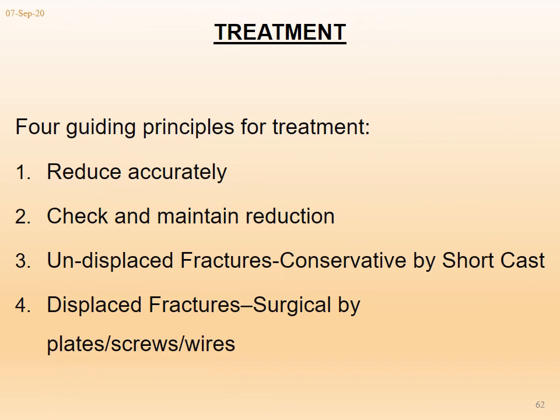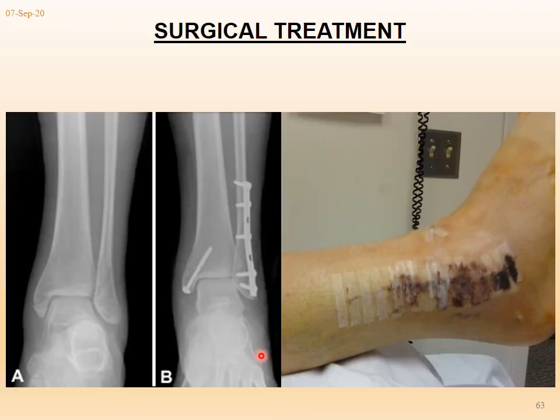Treatment: there are four guiding principles for treatment: reduce these fractures accurately, check and maintain the reduction. What we do is we do x-rays every 2 to 3 weeks and check that we have maintained the reduction. Anatomical reduction is required. For undisplaced fractures, conservative treatment should be done with a short leg cast, and for displaced fractures, the treatment should be surgical, with plates, screws, and wire.